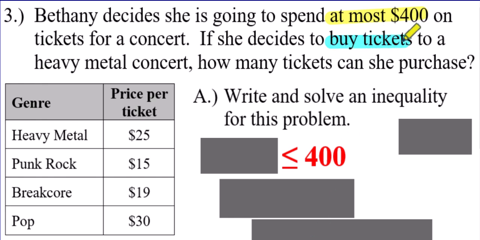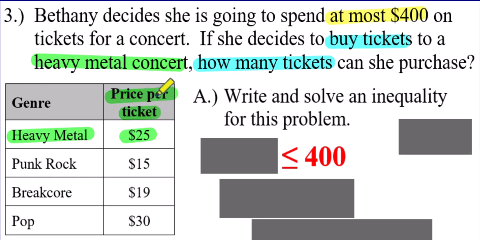Okay, now we are specifically talking about buying tickets. So we don't know the number of tickets. How many tickets? So I would probably pick T as my variable. But we're specifically talking about a heavy metal concert. So with that in mind, I need to use $25 for the heavy metal concert. And that is the price per ticket.